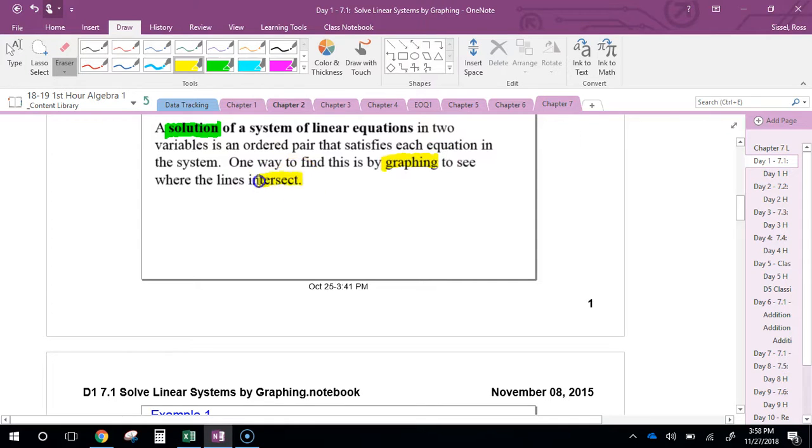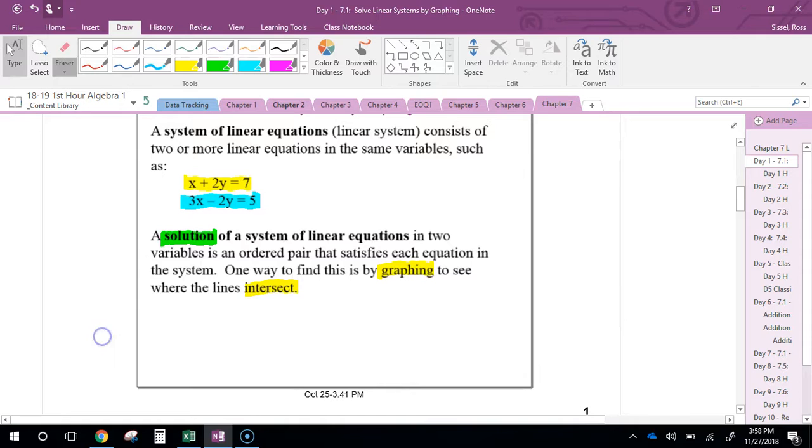But the one way is by graphing. And we're going to find when we graph where the two lines intersect. Remember, when we go to graph, what we'll want to do is make each line y equals mx plus b.